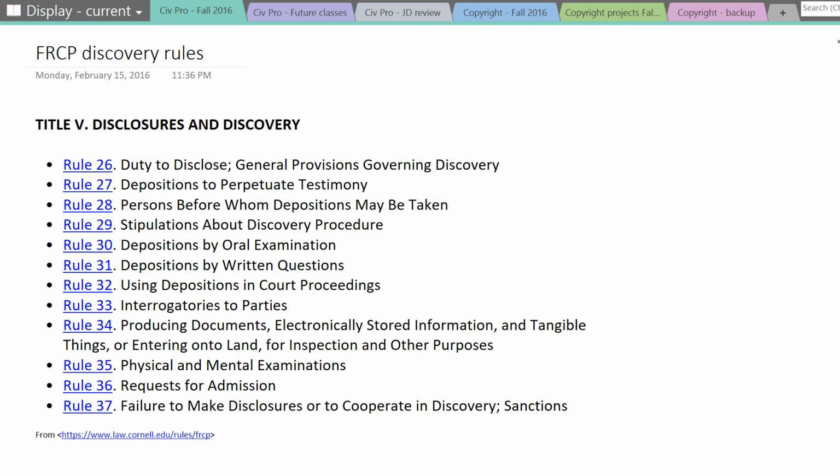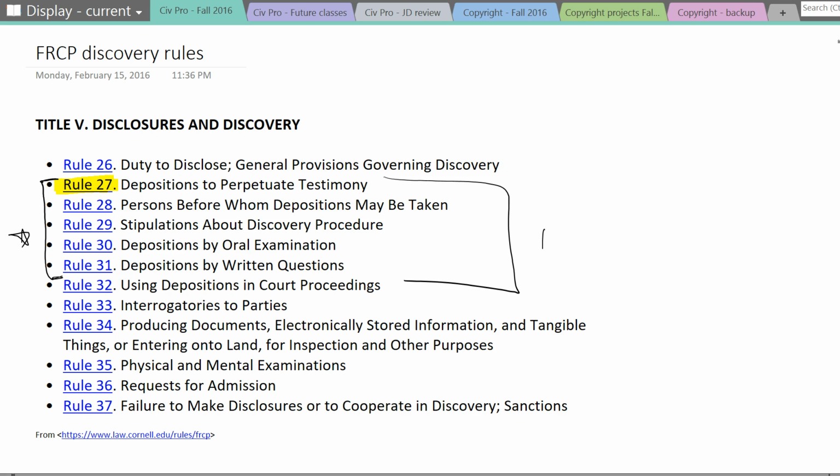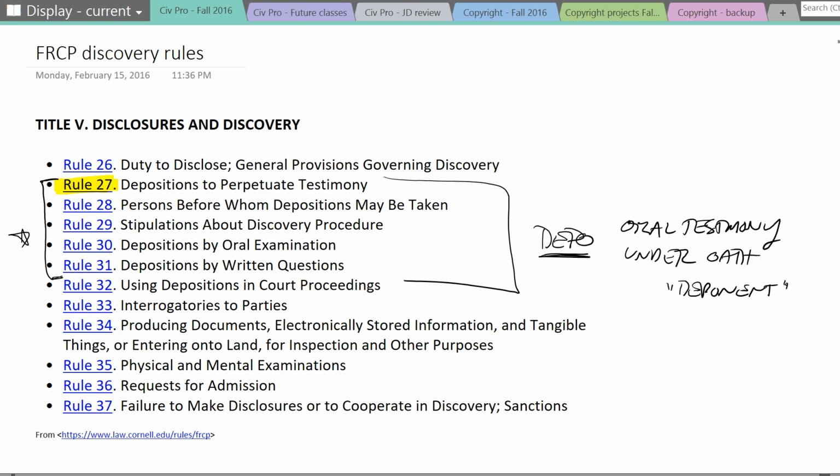I'm not going to really talk about Rule 27. Let's instead talk about Rules 27 through 31 together. Those are rules dealing with depositions, okay? We'll talk about depos more. A deposition is oral testimony done under oath. So the person who's speaking under oath is called the deponent, okay? And they will answer questions.